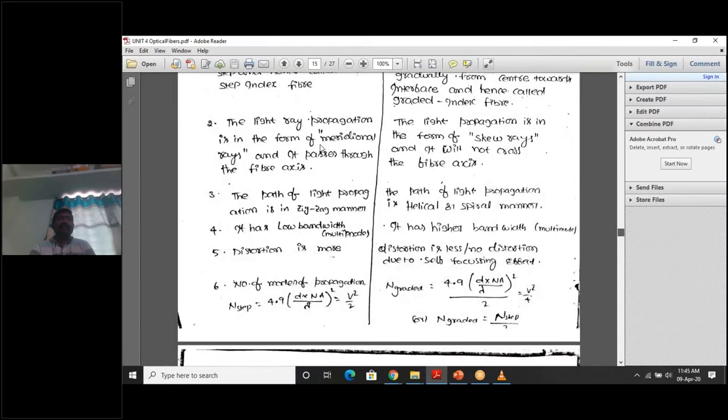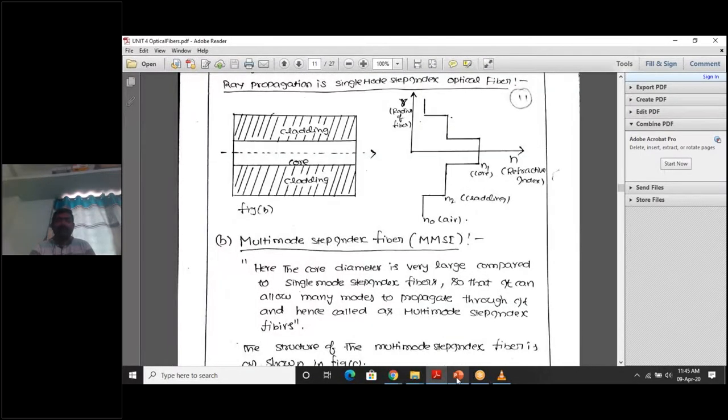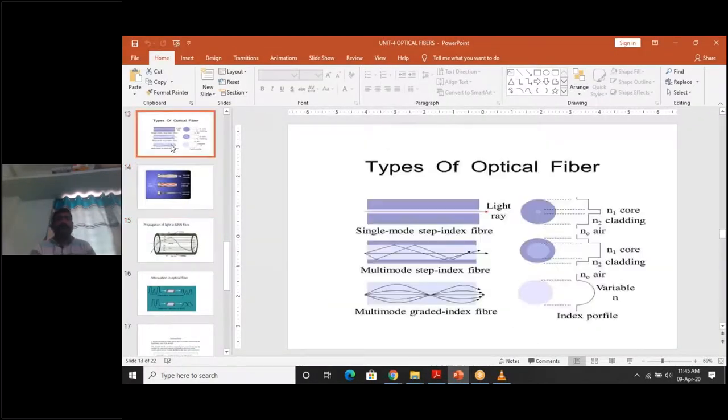In step index, the light rays propagate in the form of meridional rays. Here, the light rays propagate in the form of skew rays. What are skew rays? Now I make a comparison. This is the propagation of light in single mode step index optical fiber, multimode step index optical fiber, and this is multimode graded index optical fiber. Here, the light ray continuously crosses the axis. Here, light rays do not cross the axis.